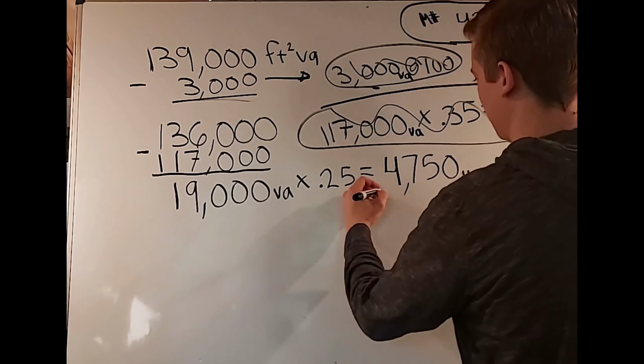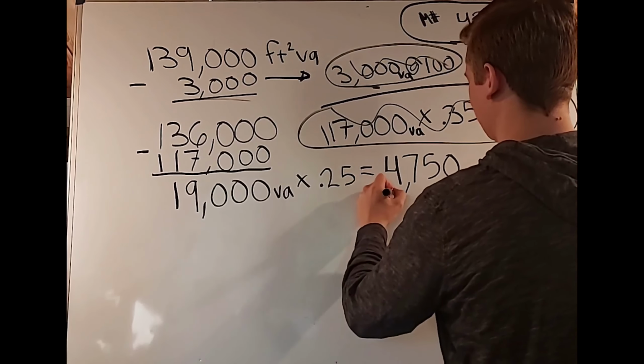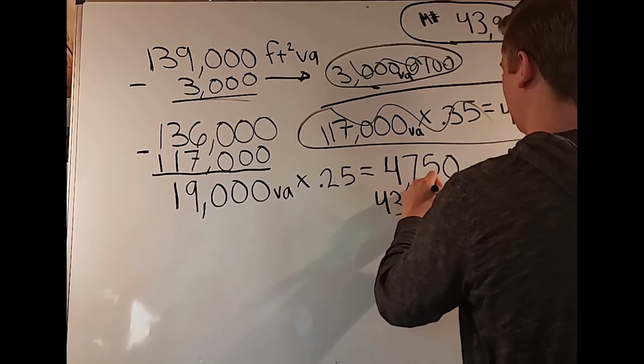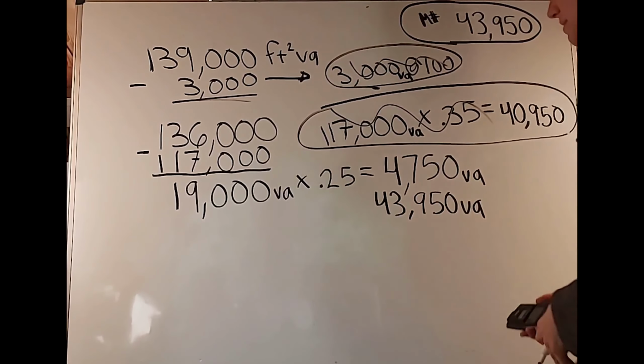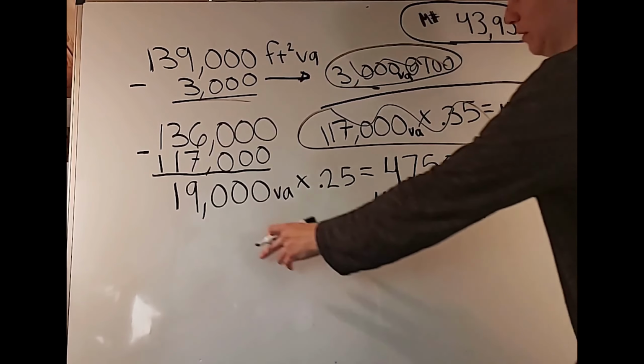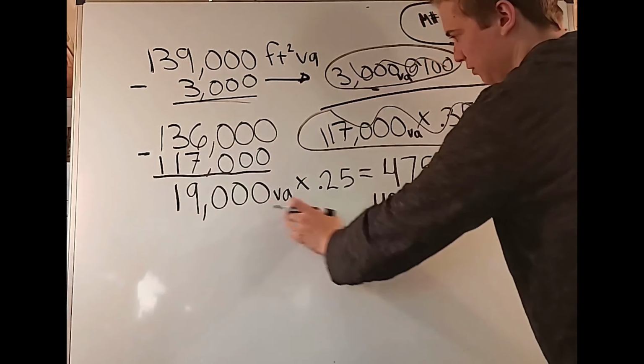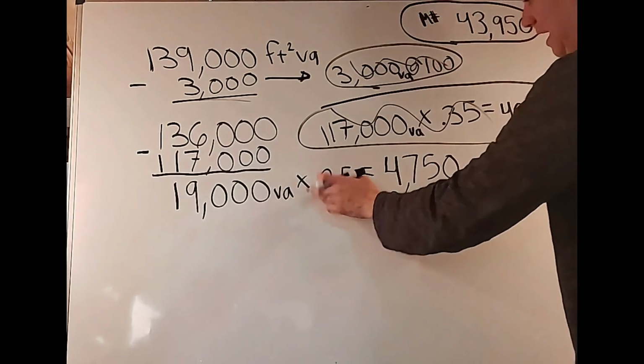Okay, so all that we have to do now is add the magic number, or 43,950 volt amps, to the 4,750 volt amps that we got with the remainder over 120,000 at 25%.